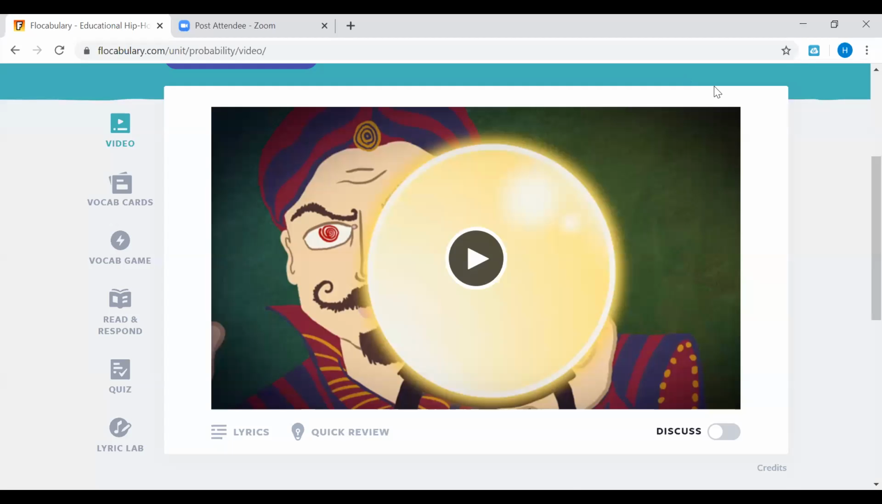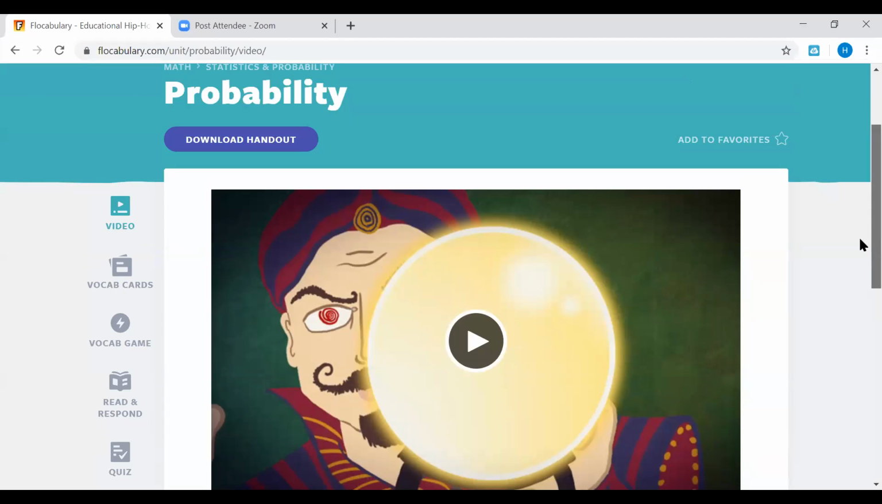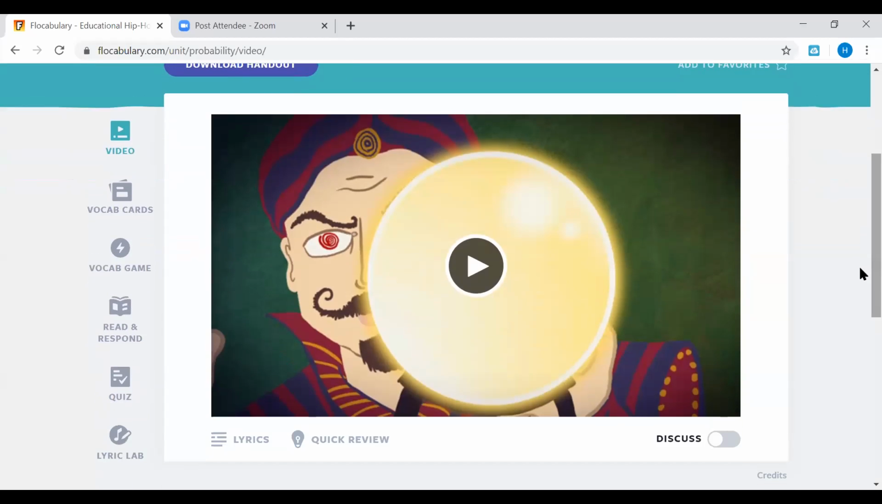I'm going to show you just another view of probability using vocabulary.